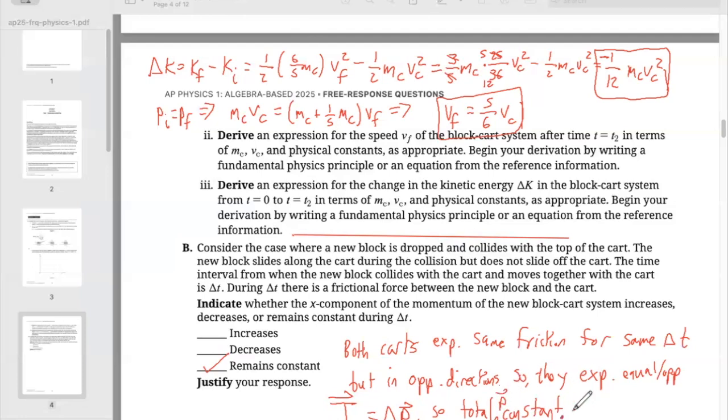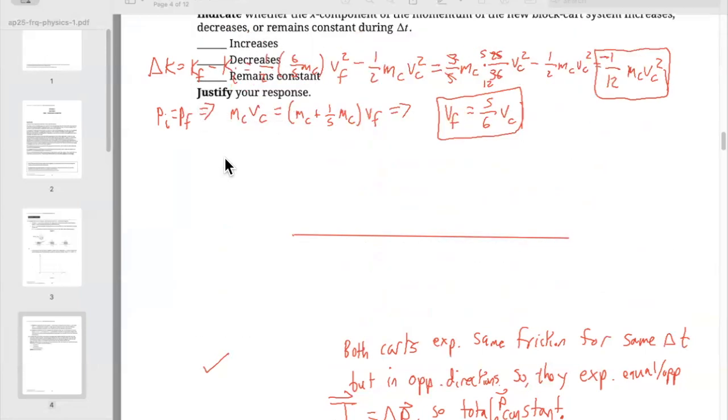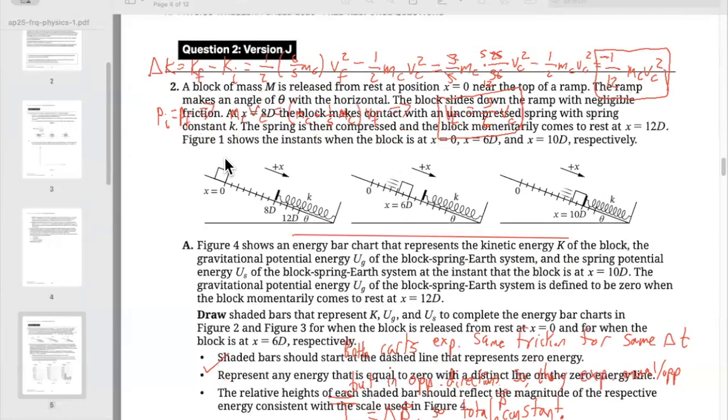Probably just 2 or 3 points, I would guess probably 3 points for part B: one for getting the correct answer, one for talking about the same force, and then one for talking about the same change in momentum. So not too bad. All right, let's move on to the second one.